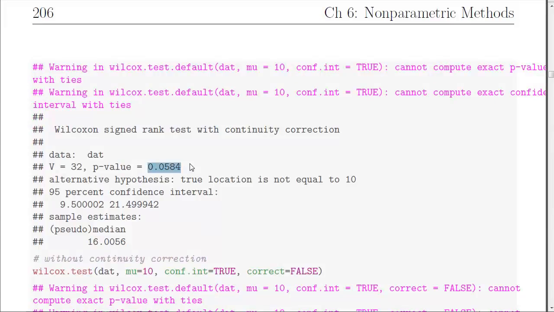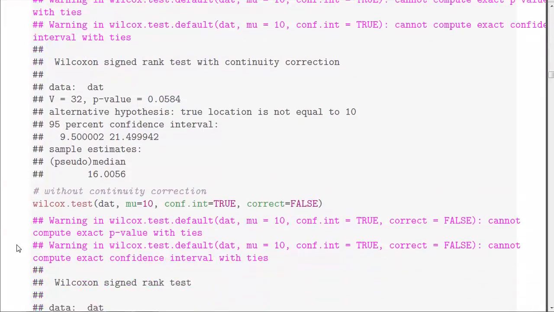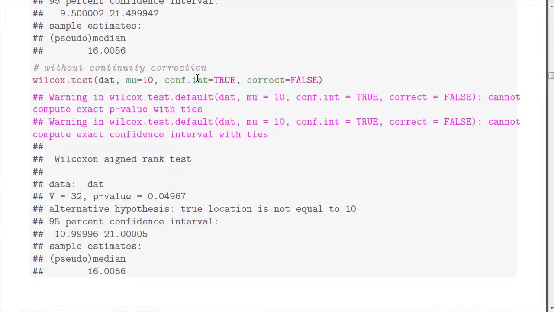So here's the result. 0.058 is the p-value. It's greater than 0.05. Therefore, we fail to reject the null. The data is consistent with a median or mean equal to 10. And if we don't use the continuity correction, here's the p-value, 0.0496. Therefore, we would reject the null hypothesis.